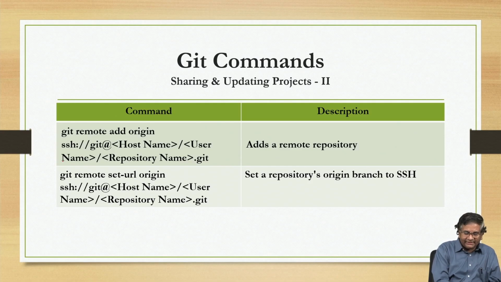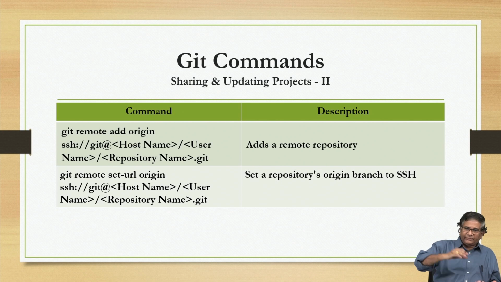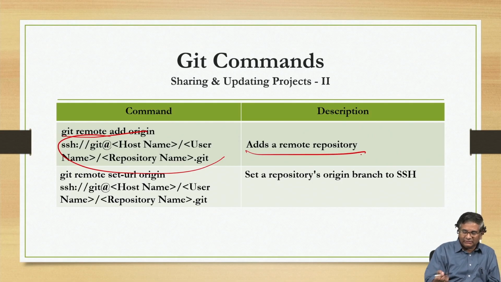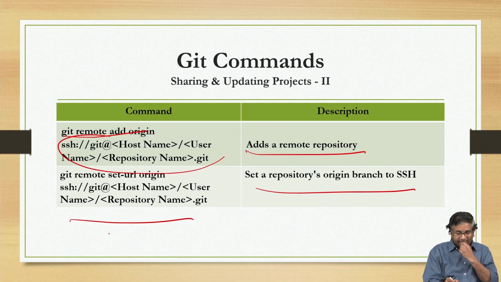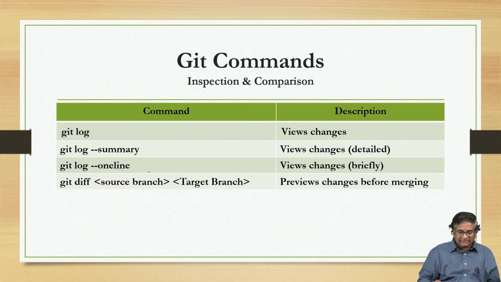Git remote add origin is to add an origin. This has to be done when you have a local branch and you want to connect to the remote repository. This is the command we have to use: git remote add origin, then the git URL and all that stuff, right? So it adds a remote repository. Set the repository origin to SSH, to securely store the origin as a URL, right? So that's pretty much what it is.